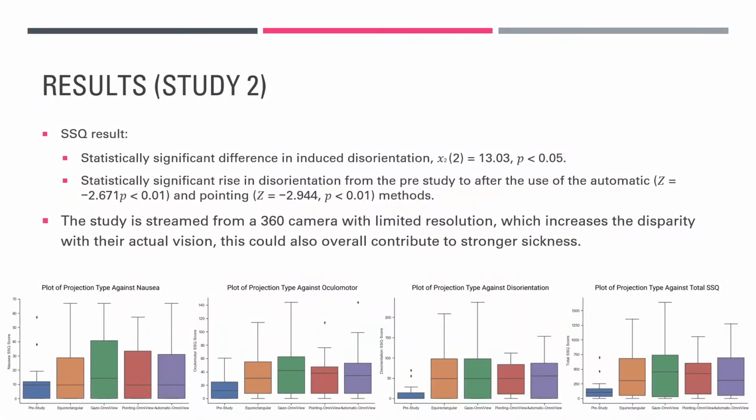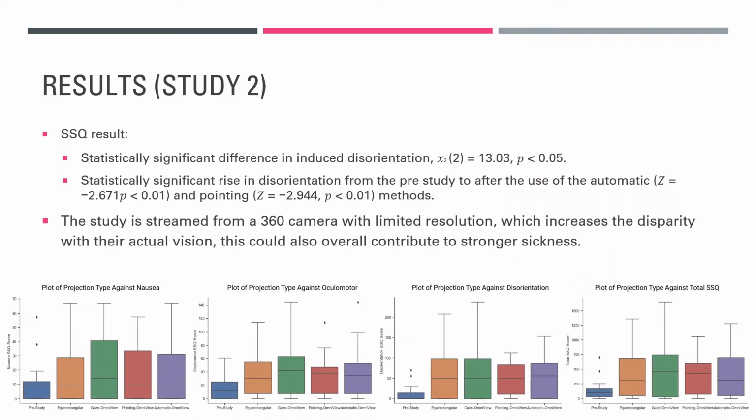According to the SSQ results, there was a statistically significant difference in induced disorientation. And also, there was a statistically significant rise in disorientation from the pre-study to after the use of the automatic and pointing methods.